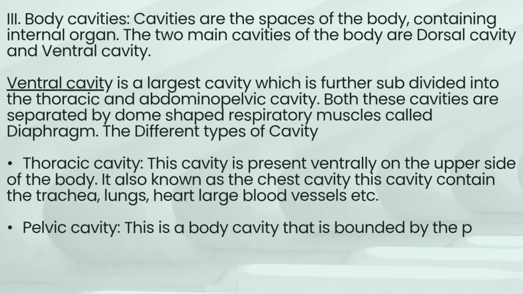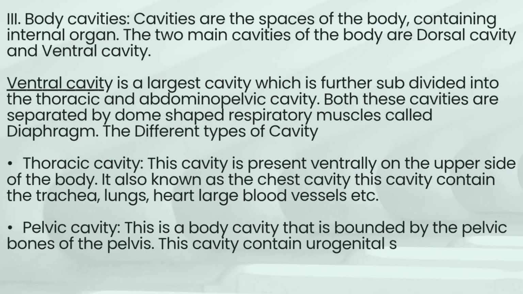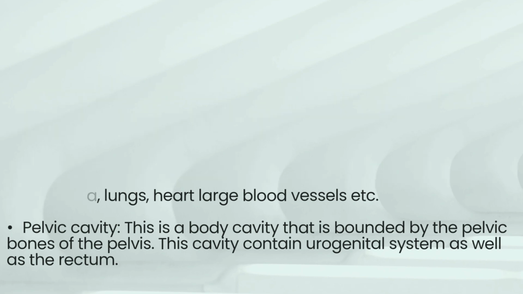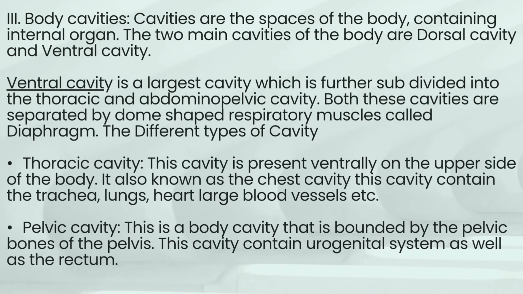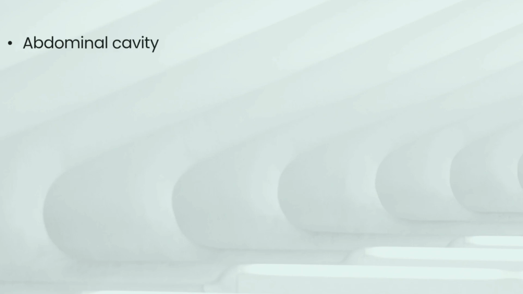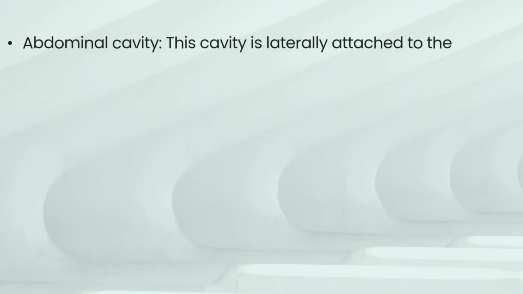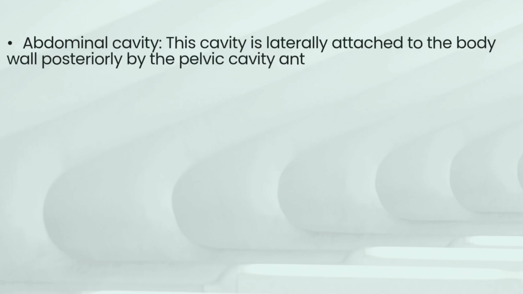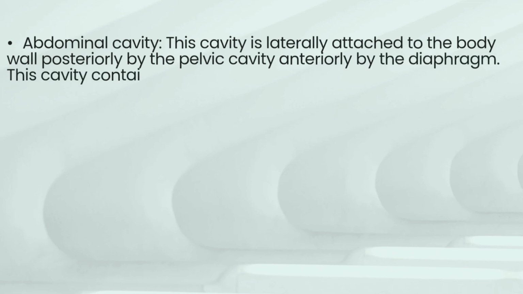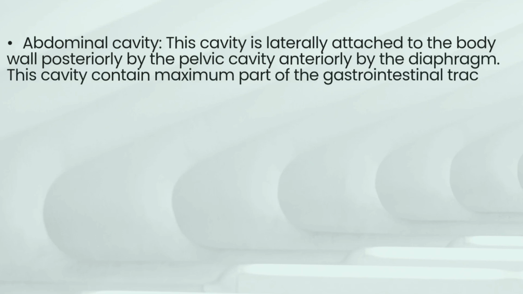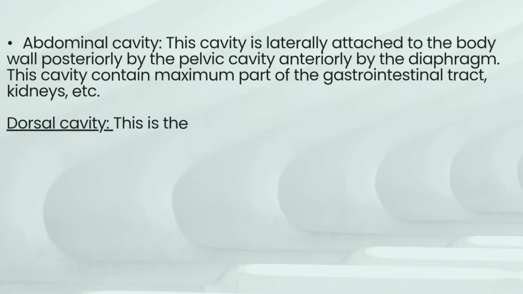Thoracic cavity. This cavity is present ventrally on the upper side of the body. It is also known as the chest cavity. This cavity contains the trachea, lungs, heart, large blood vessels, etc. Pelvic cavity. This is a body cavity that is bounded by the pelvic bones of the pelvis. This cavity contains the urogenital system as well as the rectum. Abdominal cavity. This cavity is laterally attached to the body wall, posteriorly by the pelvic cavity, anteriorly by the diaphragm. This cavity contains the maximum part of the gastrointestinal tract, kidneys, etc.